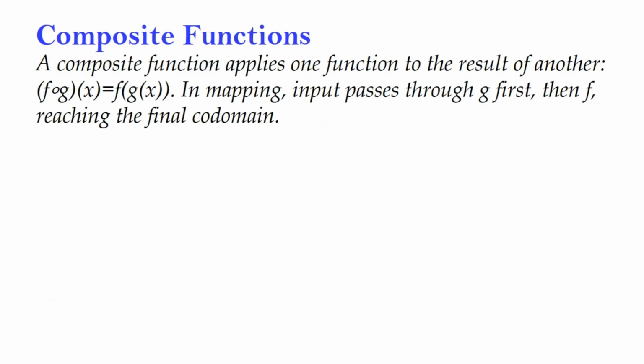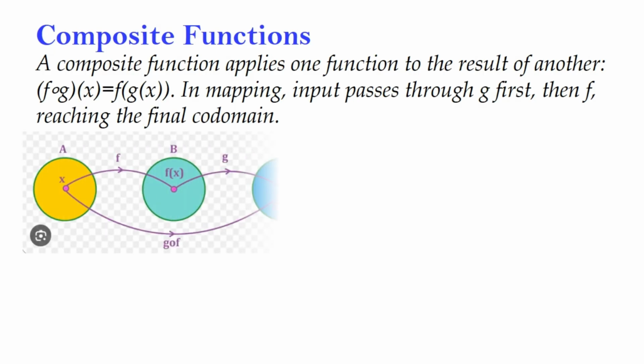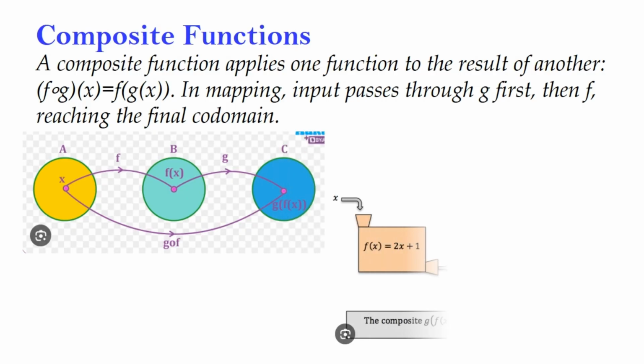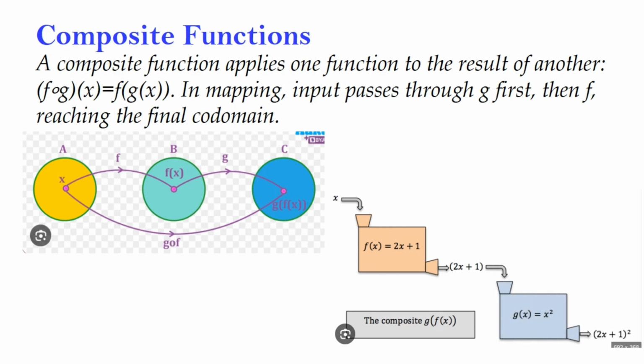A composite function involves combining two functions so that the output of one becomes the input of the other. It is written as (f ∘ g)(x) = f(g(x)), meaning you first apply function g to the input x, then apply function f to the result. In a mapping diagram, the input value moves from the domain through function g to an intermediate set, and then through function f to the final codomain.